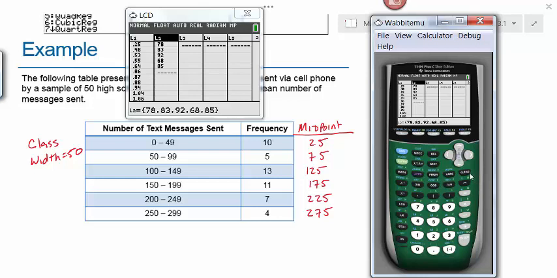Do I hit delete? No, I hit clear. What happens if I hit delete? The entire list gets deleted. Can I get it back? Yes, I can. And for the steps on how to do that, see the 2.2 video.